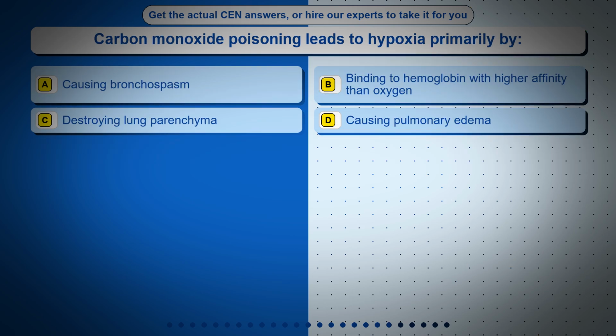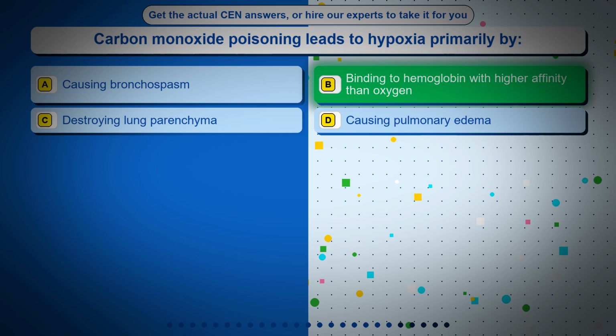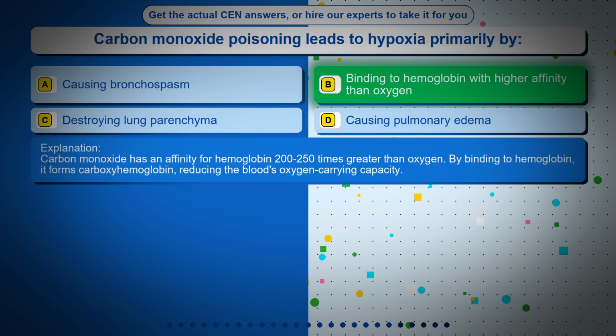Question 20. Carbon monoxide poisoning leads to hypoxia primarily by: Option A. Causing bronchospasm. Option B. Binding to hemoglobin with higher affinity than oxygen. Option C. Destroying lung parenchyma. Option D. Causing pulmonary edema. The correct answer is option B. Binding to hemoglobin with higher affinity than oxygen. Carbon monoxide has an affinity for hemoglobin 200 to 250 times greater than oxygen. By binding to hemoglobin, it forms carboxyhemoglobin, reducing the blood's oxygen carrying capacity.